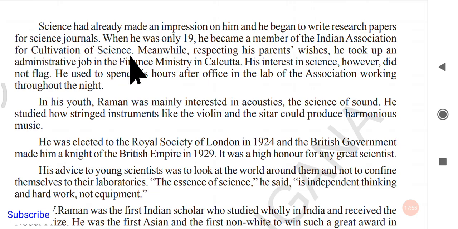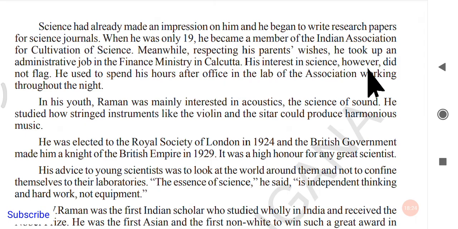Next. Meanwhile, respecting his parents' wishes, he took up an administrative job in the finance ministry in Calcutta. See, though we are scientists, that is a private job. But what is the ideology of Indian parents? They always want us to do some government job. So respecting his parents' wishes, C.V. Raman took a job in the finance ministry in Calcutta.